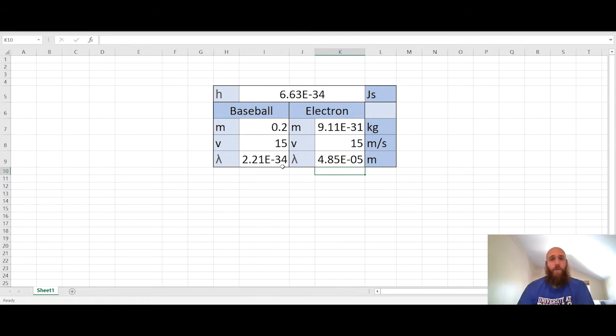And the baseball has a wavelength. It's just so small that we can't really perceive it. And that should make some sense, because if you were to throw the baseball, it travels along that straight line. It doesn't have some kind of wave nature to it as it goes along. And this is what's known as the correspondence principle.